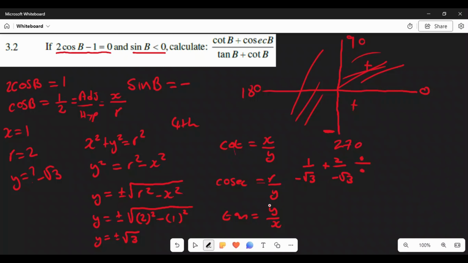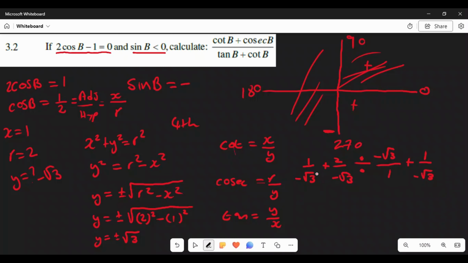All right, and what is tan? Tan is y over x. So what is our y? Our y is negative root 3. Just write it nicely. Negative root 3 divided by x. What is our x? Our x is 1 plus another cot, which is x over y. Our x is 1, and then our y is going to be negative root 3, right?